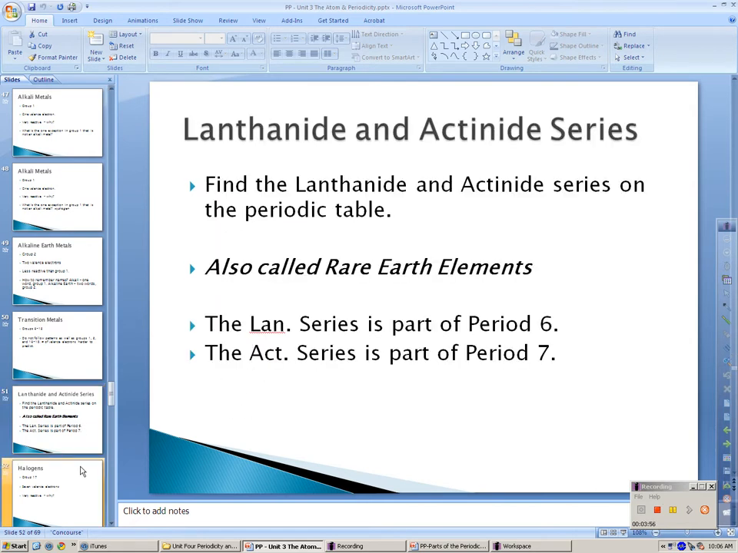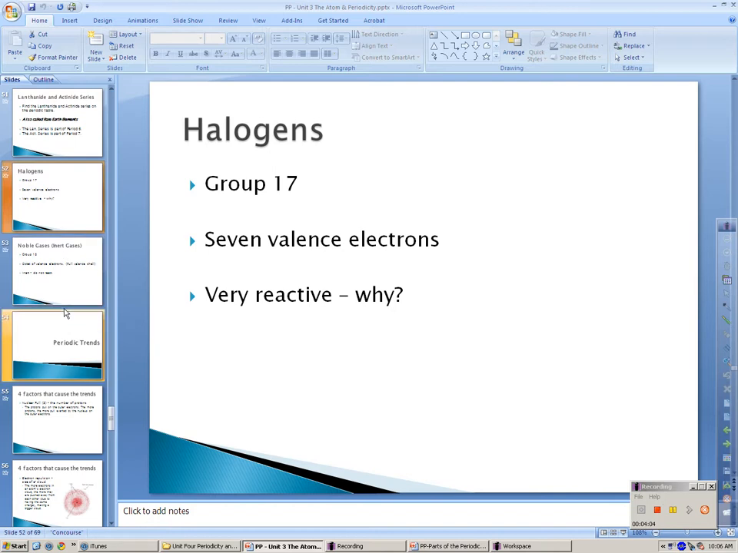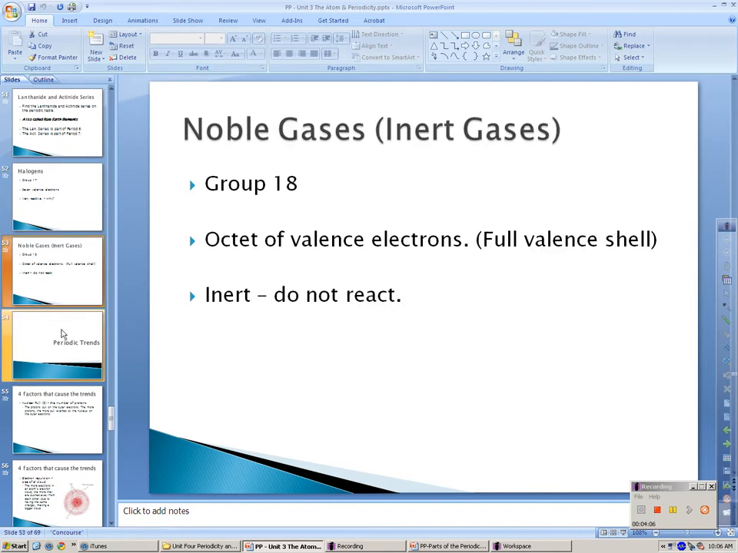Halogens are group 17, with 7 valence electrons. They only need one to become stable, so what that means is that they're going to be very reactive to get their way. And finally, we have the noble gases. The noble gases are the inert gases. They don't do anything. They have an octet of valence electrons. They're full, so they don't react.